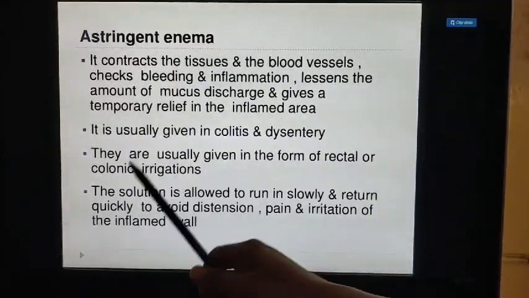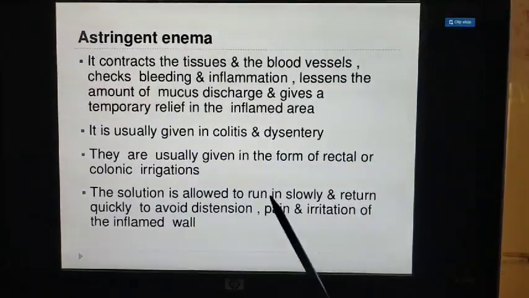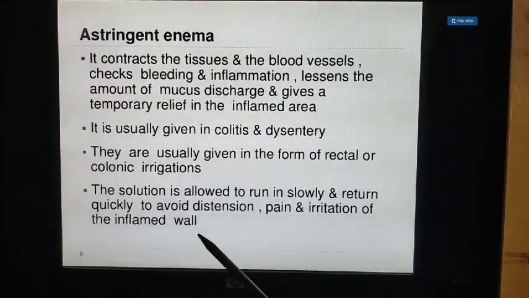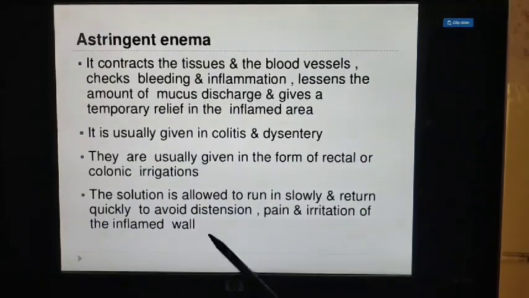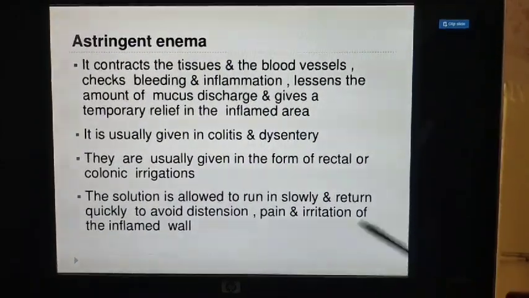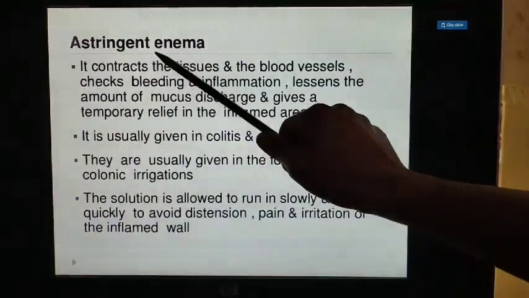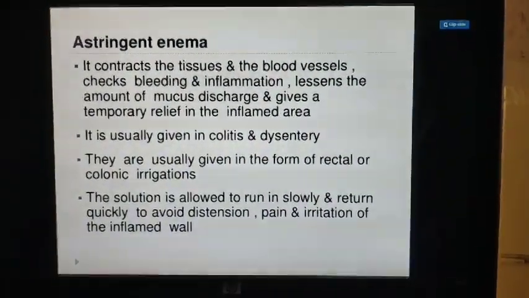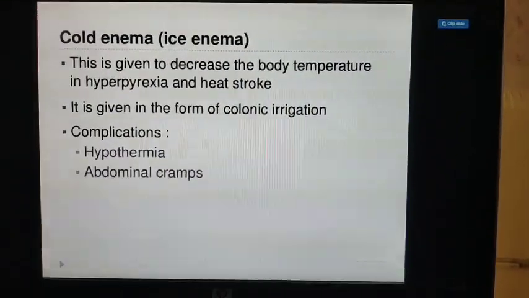We just give irrigation. The solution is allowed to run in slowly and rectally, quickly to avoid distension, pain and irritation of the inflamed wall. So in this condition, we have to give what is this? Astringent enema. Clear? Okay, then we'll see cold enema.